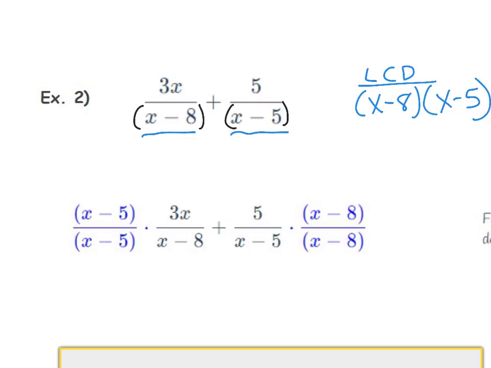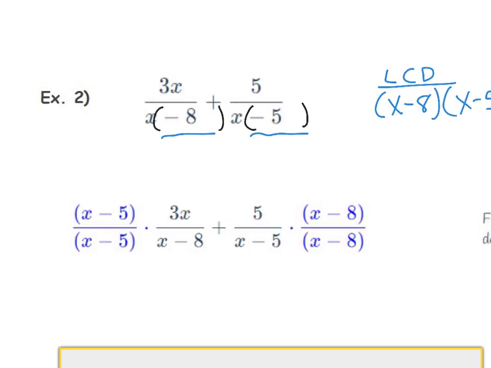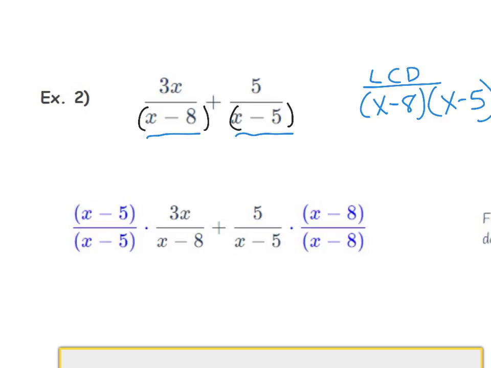Since we want a common denominator of x minus 8 and x minus 5, we just simply multiply this first quantity by x minus 5 over x minus 5 and multiply the second quantity by x minus 8 over x minus 8. And just to be consistent here, I would need parentheses around those units.